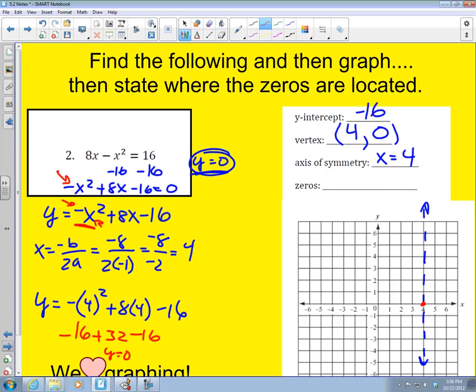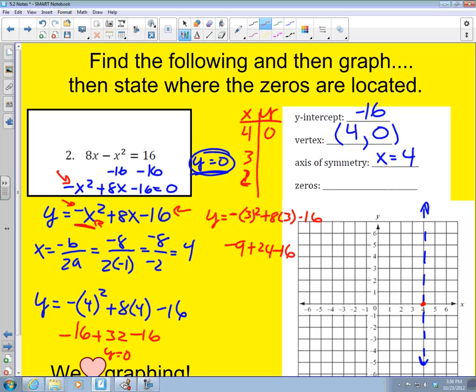So I guess we're done, but I do want to graph a few points. I want you guys to get used to this, x and y. My vertex is at 4, 0. So we're going to plug in a couple points less than 4 or more than 4. I'm going to say 3 and 2. If I plug in 3 for x in my equation right here, I'm going to get y equals negative 3 squared plus 8 times 3 minus 16. So that's 3 squared, that is 9. 9 times this negative 1 right here is negative 9 plus 24 minus 16.